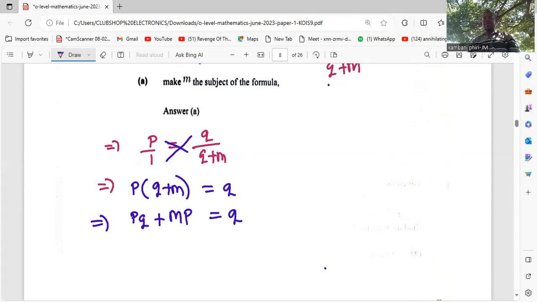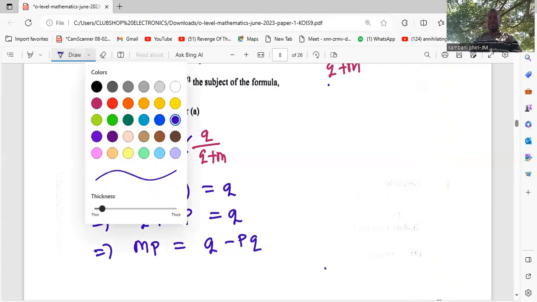But we are interested in M, so this one shall be taken to the other side. That is just a way of making things easy, but the mathematical way is we introduce an additive inverse. Meaning, therefore, that we will remain with MP alone. This is equal to Q minus PQ, because this PQ is positive as it is taken to the other side and becomes negative.